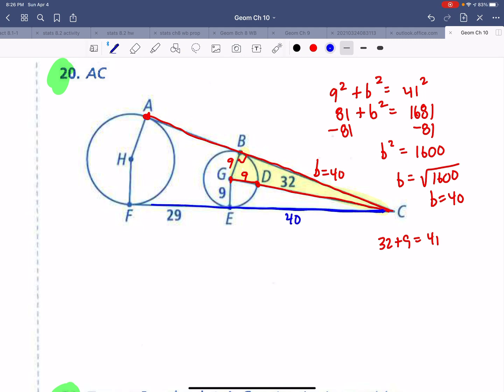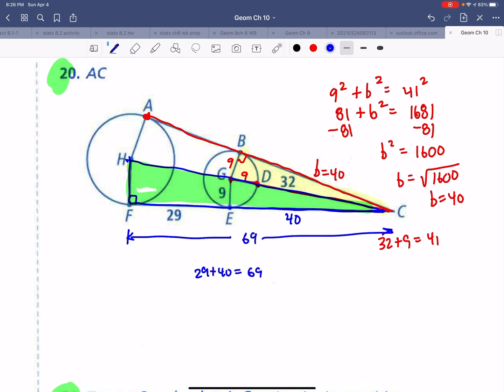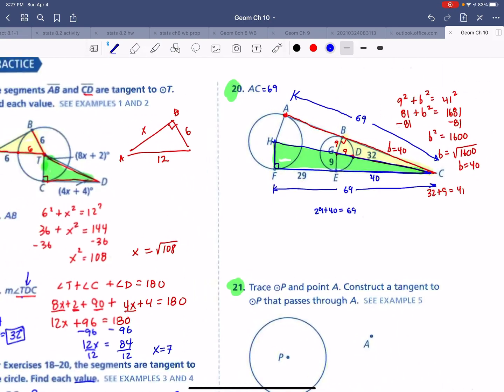So I'm going to be able to look at this bigger triangle, and that's a right angle because they said those were tangents. And so looking at this bigger triangle, if I solve for this length, 29 plus the 40, that would be 69. That should equal AC over here as well, 69, because those are congruent triangles. So we get our answer, 69.